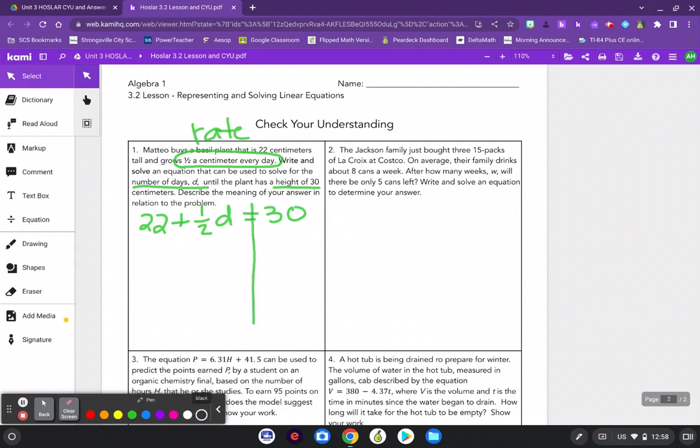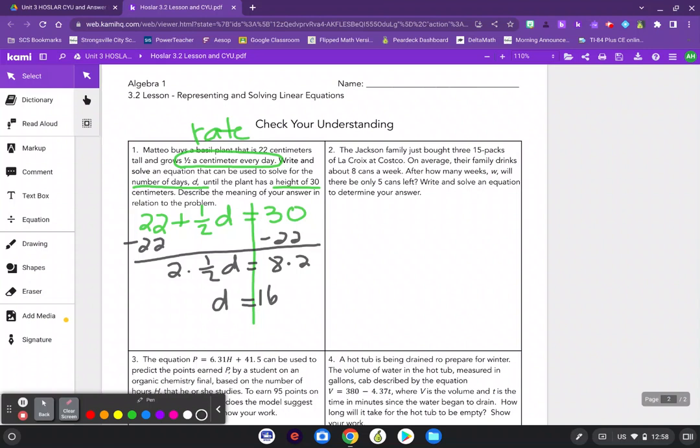I like to draw my line through. I'm going to start by getting rid of the 22. And so I've got 1/2 D equals 8. 1/2, that's really like saying 1 divided by 2. So I could do the opposite and multiply both sides by 2. 1/2 is also 0.5, so I could divide both sides by 0.5. There's lots of ways to do this. And in the end, I get 16.